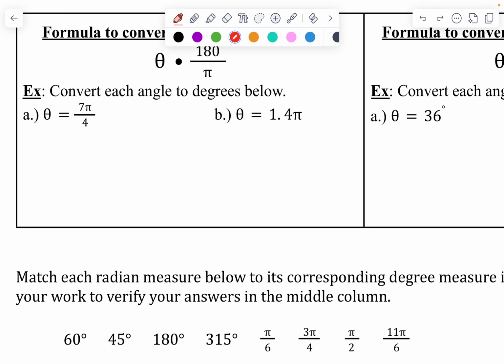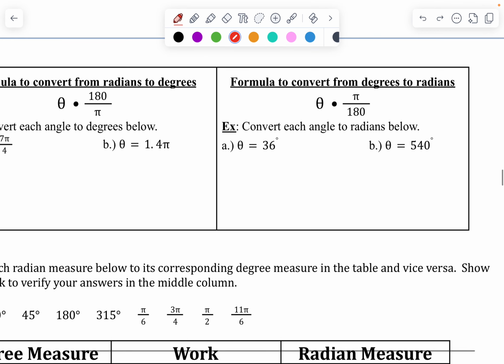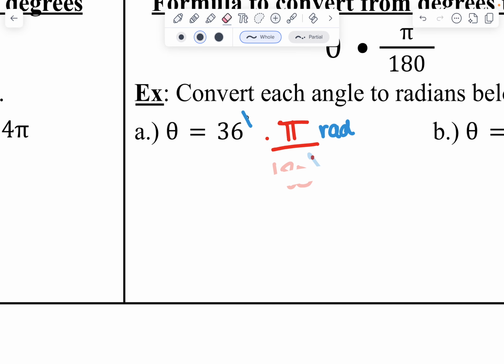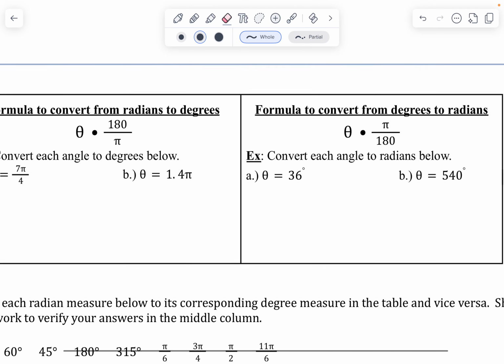Same sort of thing if we're converting from degrees to radians. We do want pi's now if we're in radians. So we would want our pi on top and our 180 degrees on the bottom. And notice here, if we're thinking about units, you guys have been doing this in chemistry, degrees on top, degrees on bottom cancel, and we're just left with radians as our unit from that top section. So let's try some of these out.